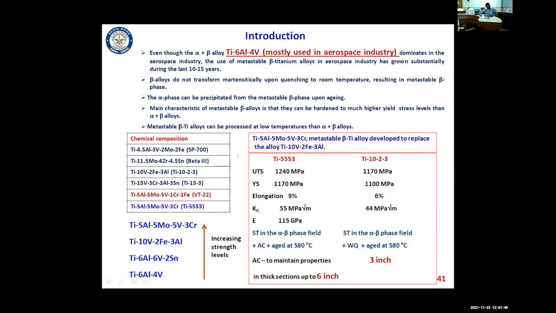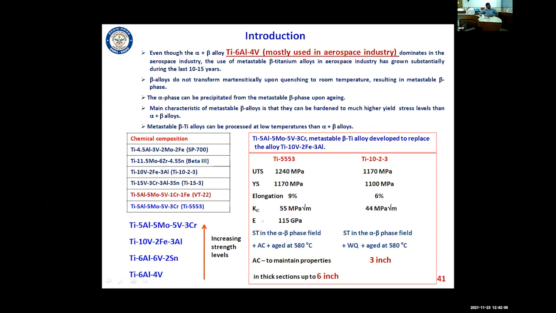Now, as I mentioned, the TA253 is developed to replace the 1023. Because of these properties, if you see the UTS and YS, which are their tensile properties, you can see these are better than the 1023, and also the toughness is higher compared to that alloy.